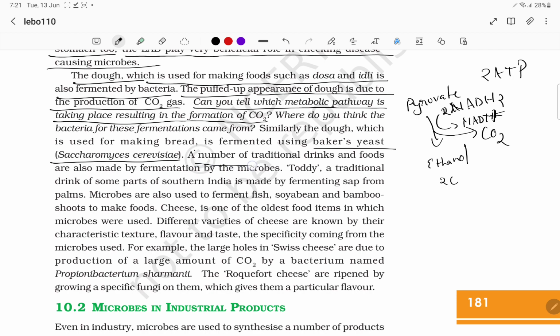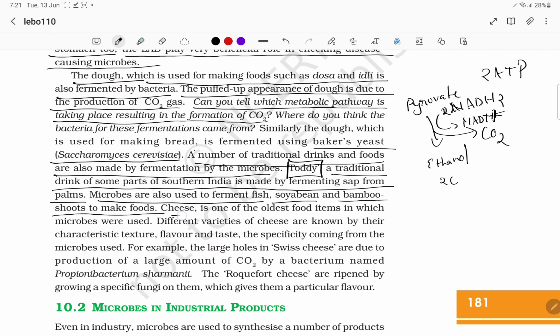A number of traditional drinks and foods are also fermented by microbes. Toddy, which in Telugu we call kallu, is a traditional drink of some parts of southern India, made by fermenting sap from palms. Microbes are also used to ferment fish, soya bean, and bamboo shoots to make foods.